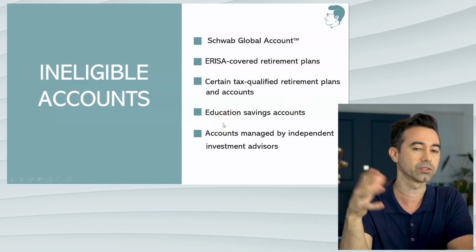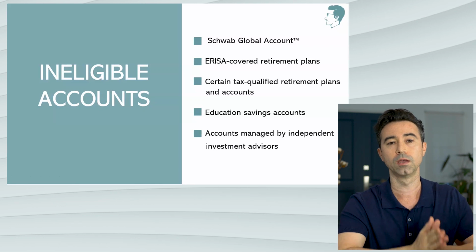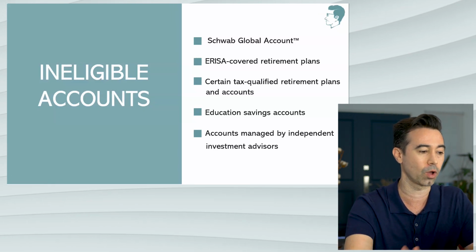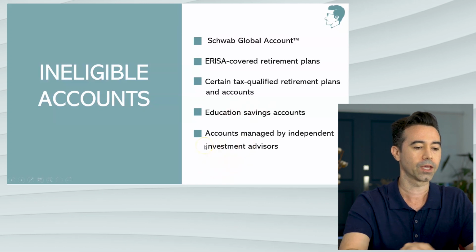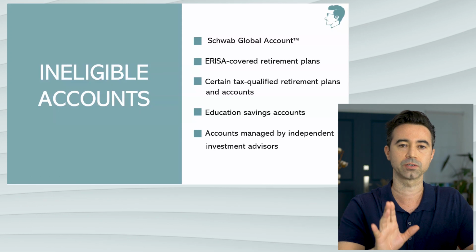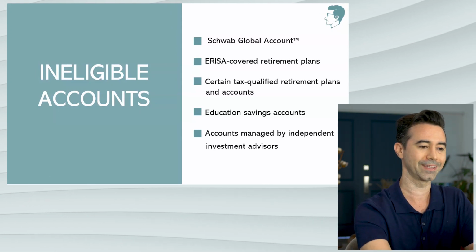Then we have educational savings accounts. So unfortunately, if you want to use Schwab just for a 529 plan, which is a college savings account, it's not going to be a qualified account. And then any account managed by an independent investment advisor is not going to qualify as well. So those are the ineligible accounts.